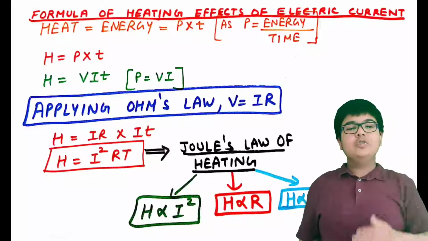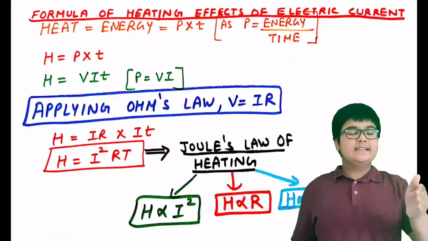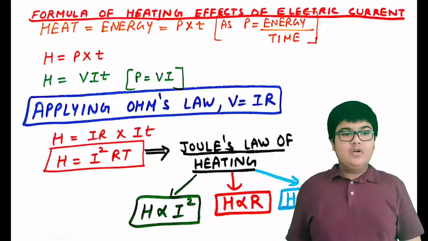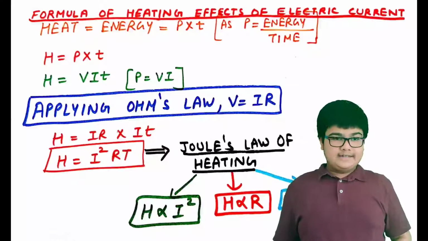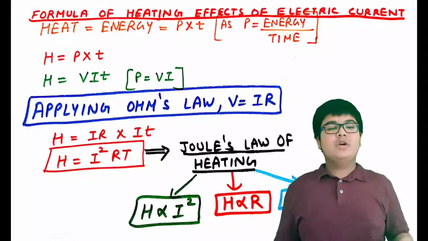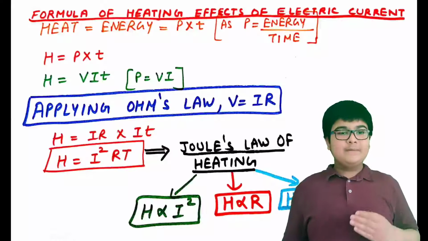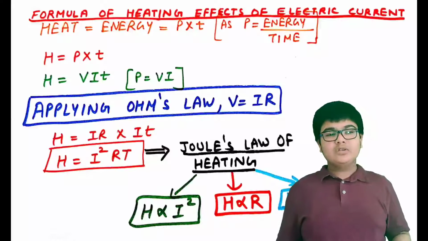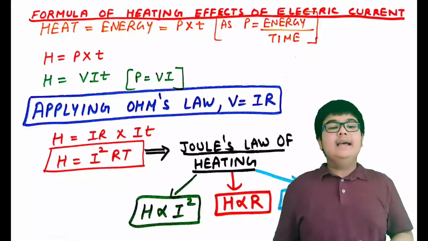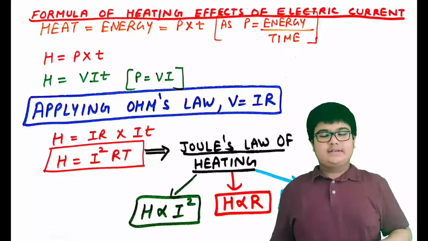Now if we apply Ohm's law to this formula, that is V is equal to IR, and if we replace the value of V as IR in this equation, we get that H is equal to IR multiplied by IT, or heat is equal to current square multiplied by resistance multiplied by time. Now this is nothing but the Joule's law of heating. It states three things. First, heat is directly proportional to the square of current flowing through the circuit. Second, heat is directly proportional to resistance of the resistor. Third, heat is directly proportional to the time through which current flows through the circuit.